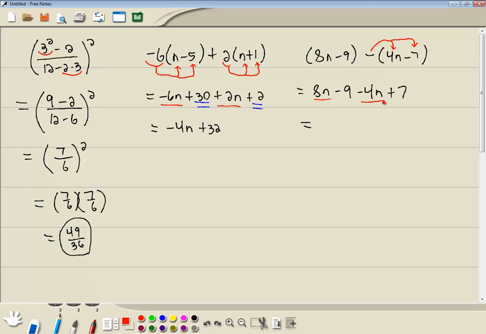Combine like terms at any step. 8n minus 4n gives us 4n. Combine numbers at any step. Negative 9 plus 7 gives us negative 2. So our answer is 4n minus 2.